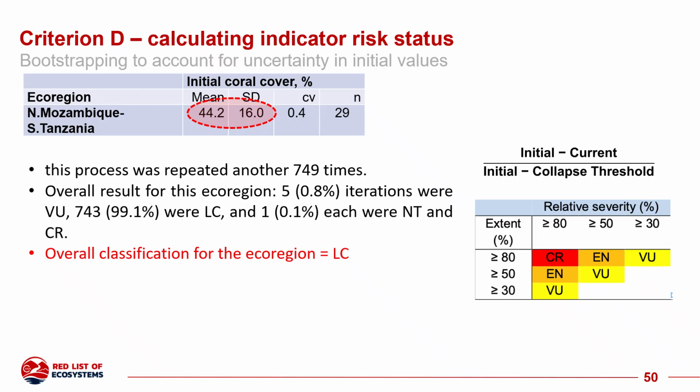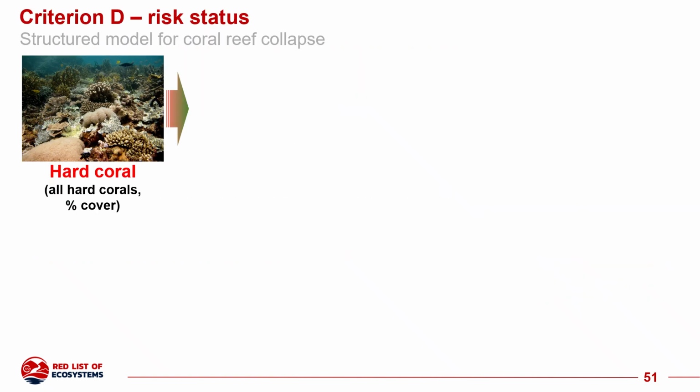This approach helps ensure that the uncertainty around historical baselines is explicitly considered in the final RLE risk assessment. Now that we've assessed each indicator independently, we need a way to determine the overall risk status for Criterion D for each ecoregion. One straightforward option is to take the highest risk status across all the indicators. Essentially, whichever component is doing the worst determines the risk status for the whole criterion.